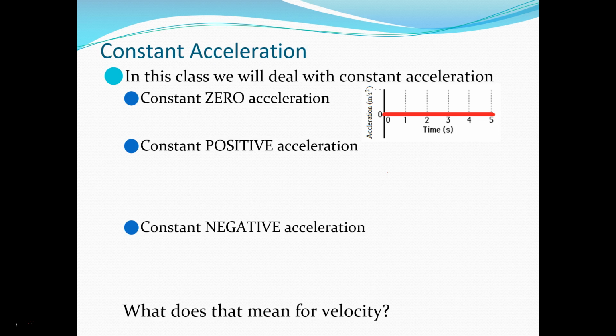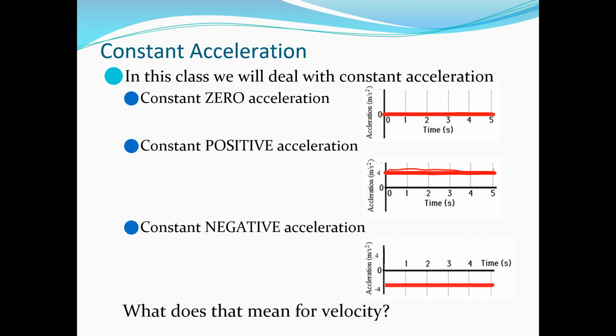Our first type is constant zero acceleration, which means we're not accelerating at all. We just have a nice line at 0. We have constant positive acceleration, which is going to be a straight horizontal line at some positive number. And we have a constant negative acceleration, which means we're going to have a nice straight horizontal line at a negative acceleration. And all that means is that we're picking up speed either in the positive direction or the negative direction, or in the case of zero acceleration, we're not picking up speed at all.